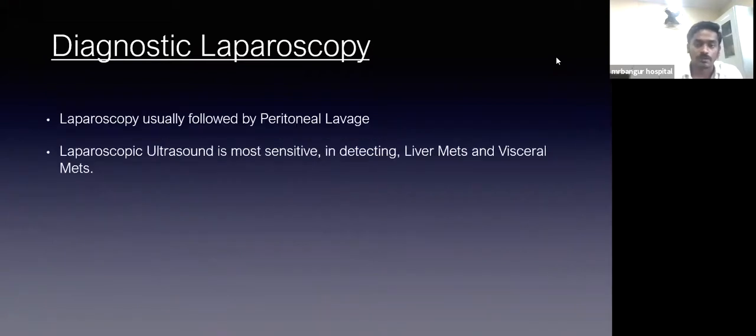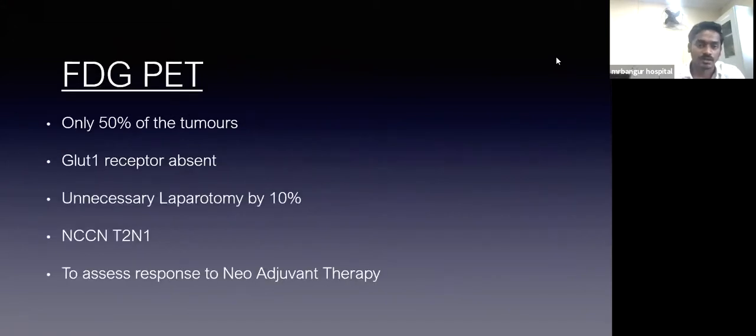Laparoscopy is usually followed by peritoneal lavage, where the cytology of the peritoneal fluid is studied. And this has changed the treatment pattern in around 6 to 60% of the patients. Laparoscopic ultrasound is more sensitive in detecting liver mets and visceral mets.